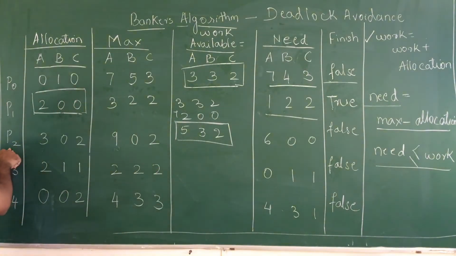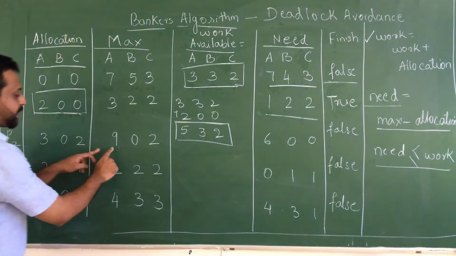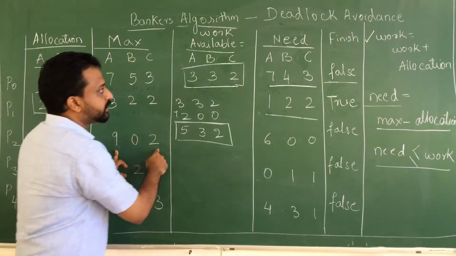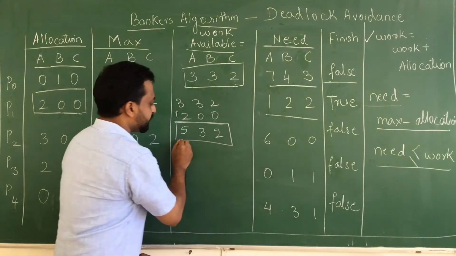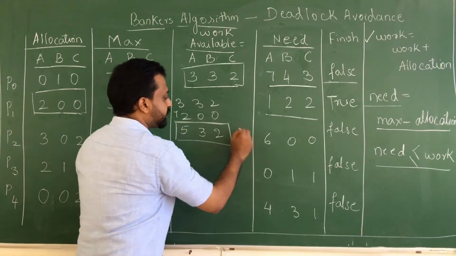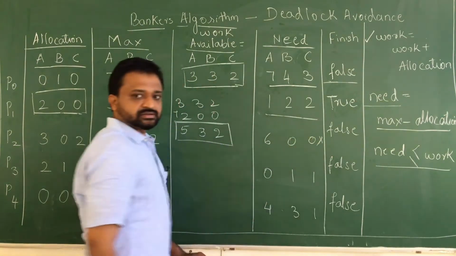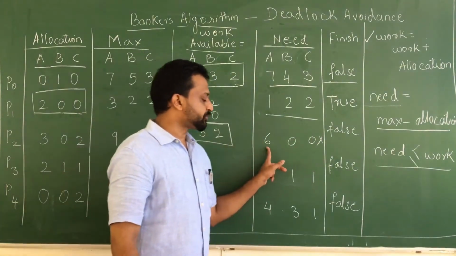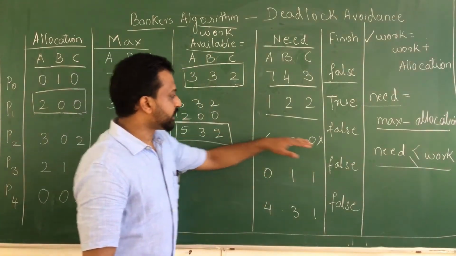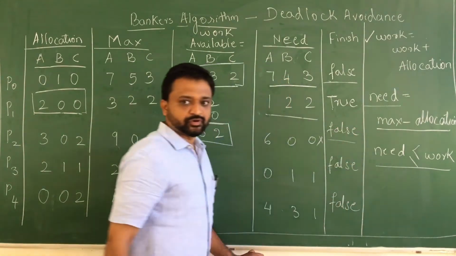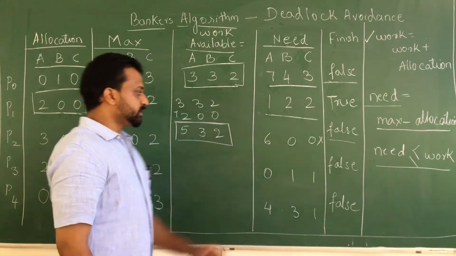Next we compare process P2. Allocation of process P2 is 302, maximum is 902, need is 600. So I need 600, but available is 532. I cannot satisfy the 600 need with 532. So again this state remains false, and I have to go for the next process.